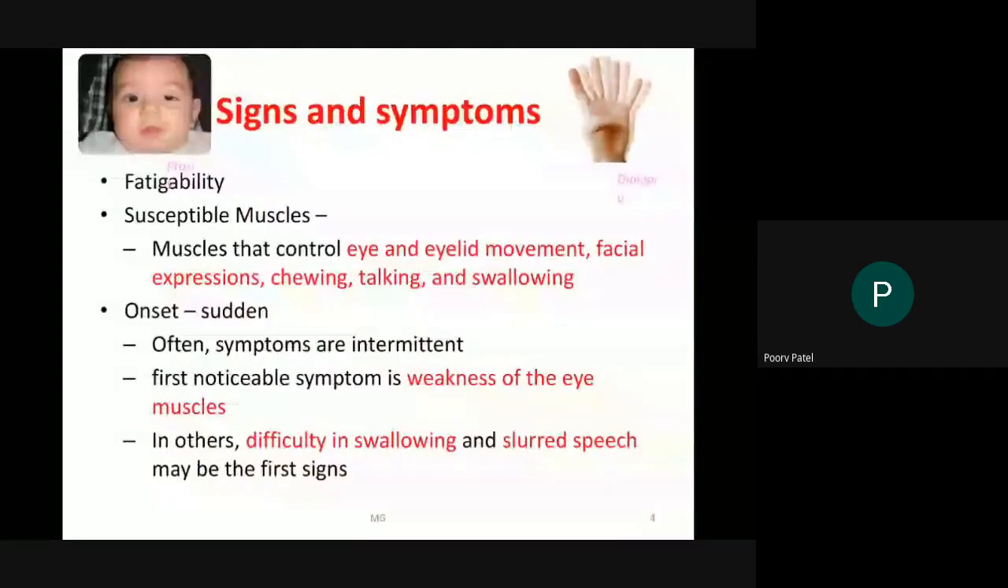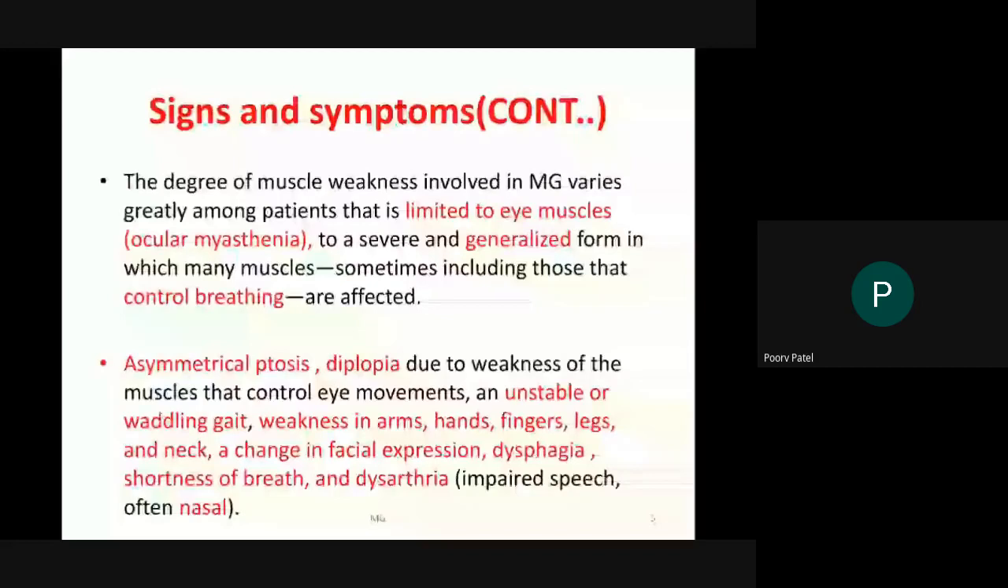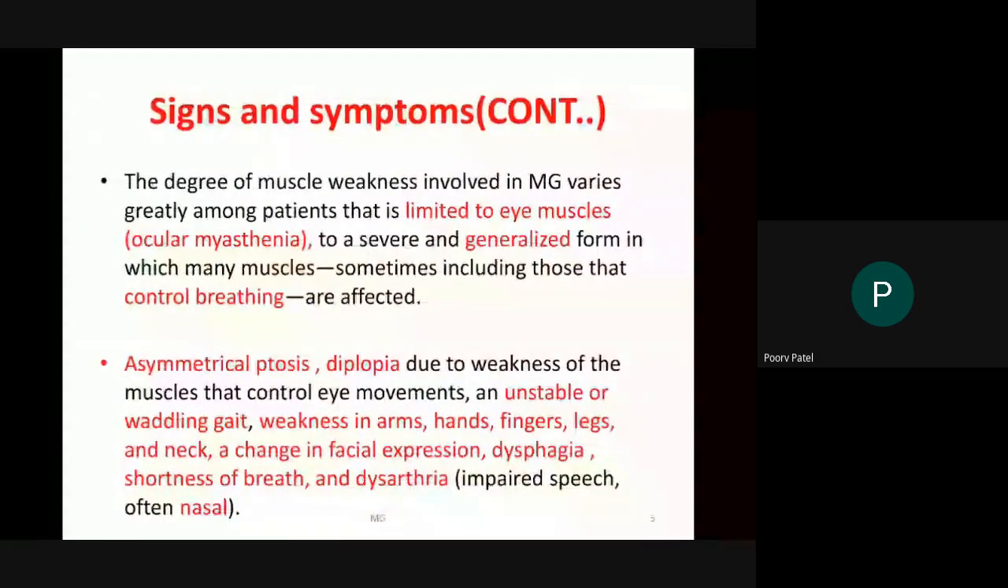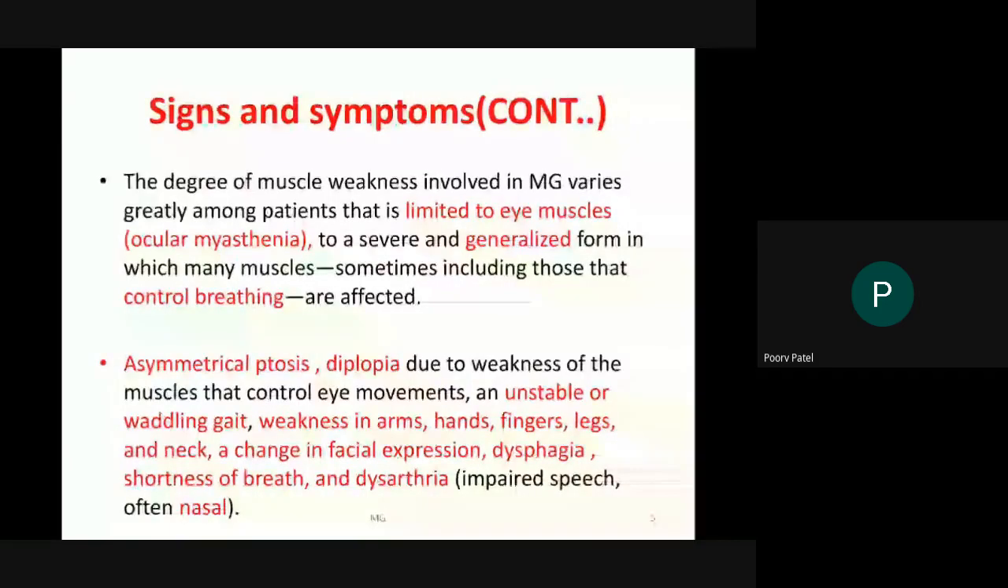We already talked about a few of the symptoms: fatigability, and susceptible muscles, such as the muscles that control eye and eyelid movement, facial expression, chewing, talking, and swallowing. Onset is always sudden. The first symptoms will be related to the eyes, face, facial expressions, and neck, and later on it can move even to the limbs. The degree of muscle involvement varies very much. If it is starting, it will not be that severe, but later on it will become very severe.